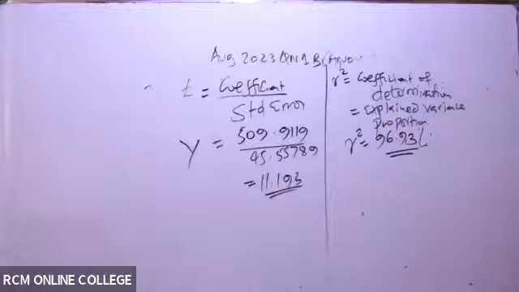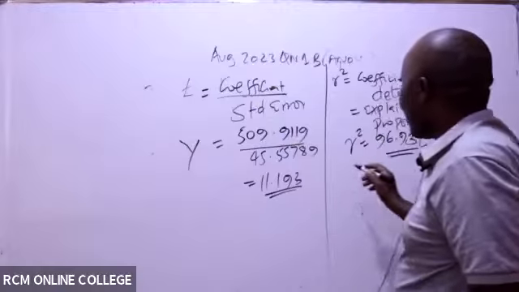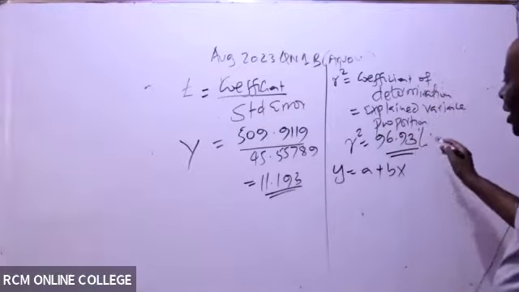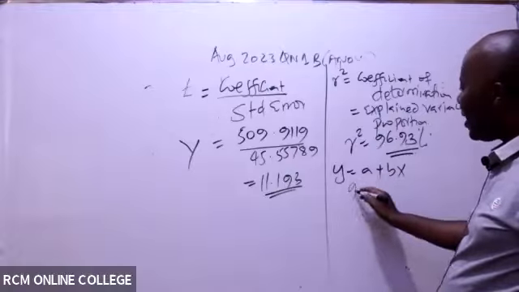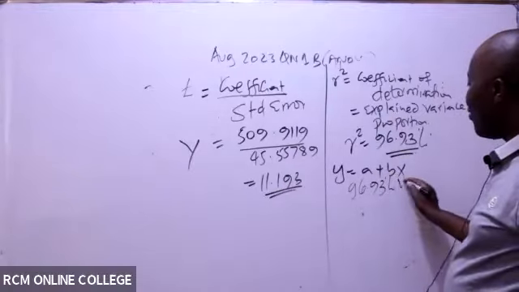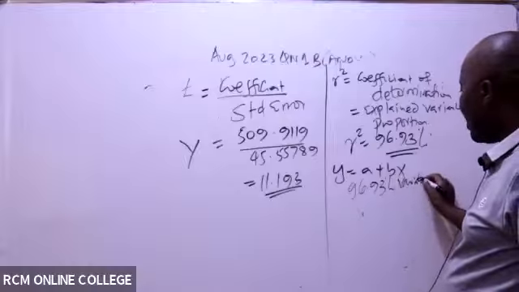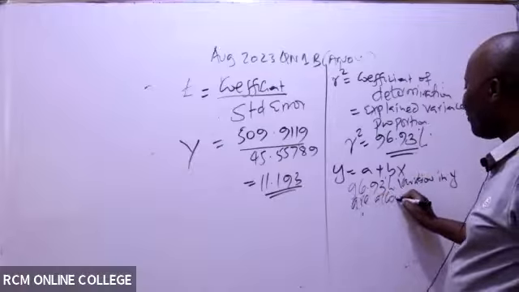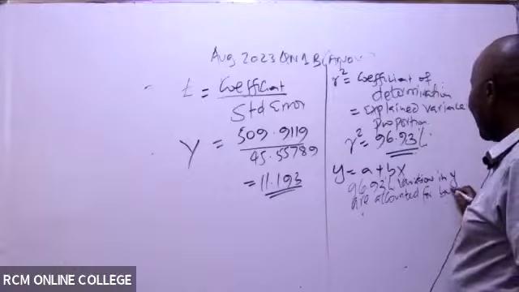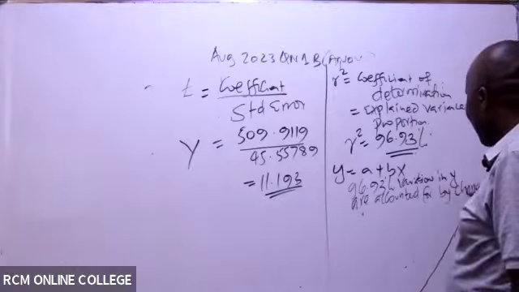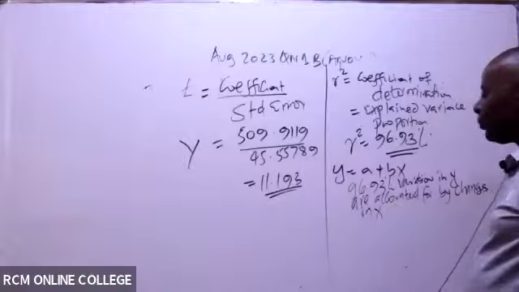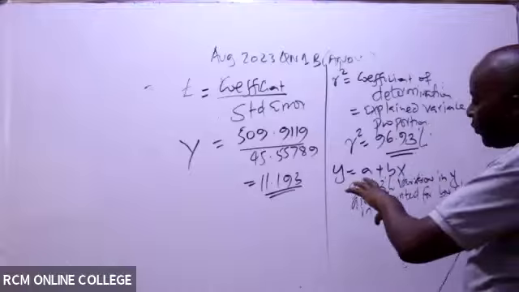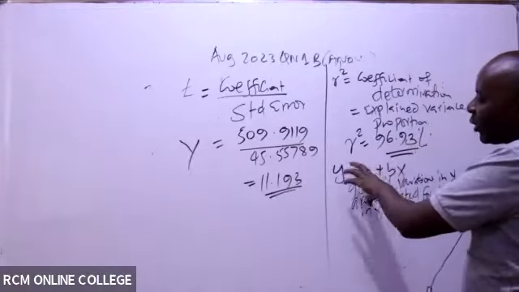Ladies and gentlemen, remember, it was y equals a plus bx. So whenever you see this 96.93, it means that 96.93% variations in y are accounted for by changes in what here? By changes in x. So anytime this x changes, y will change.